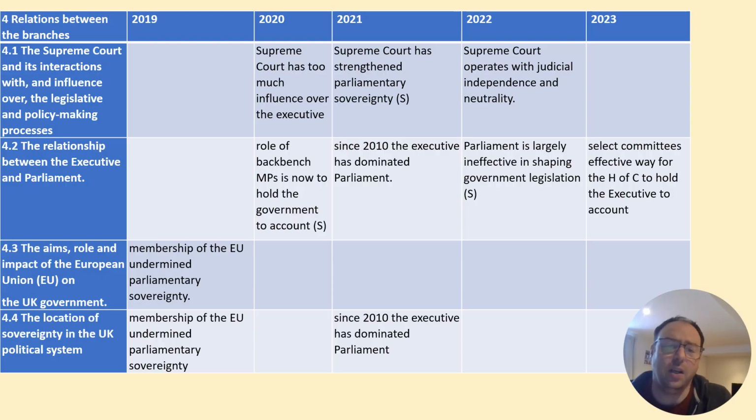The relationship between the executive and parliament, this absolutely is the crux of all of it. So we've had backbench MPs, we've had executive dominating parliament, we have had parliament is ineffective in shaping legislation, we've had select committees, an effective way to hold the executive to account. All of those we can pick out at 4.2, and they also relate to other bits of the spec as well.